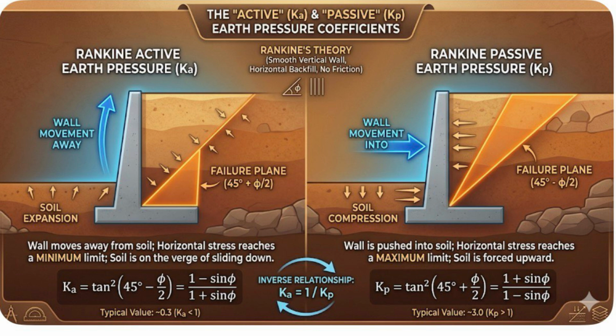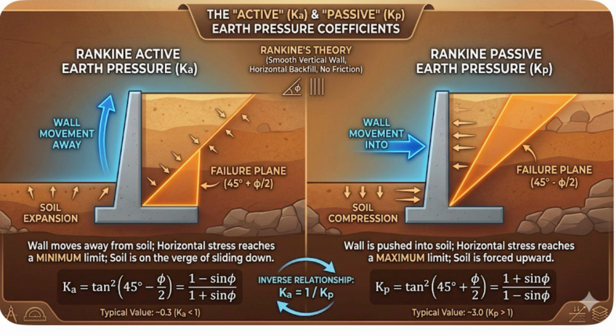low. In the math, K sub A is calculated as 1 minus sine phi over 1 plus sine phi, which usually results in a decimal like 0.3. It's the baseline force most designers have to account for.